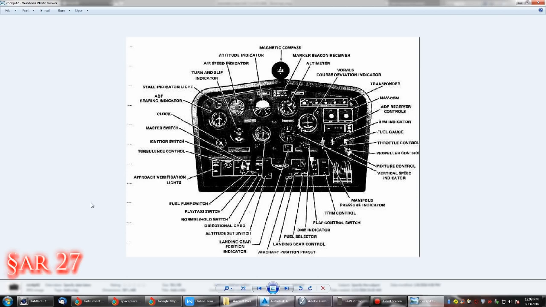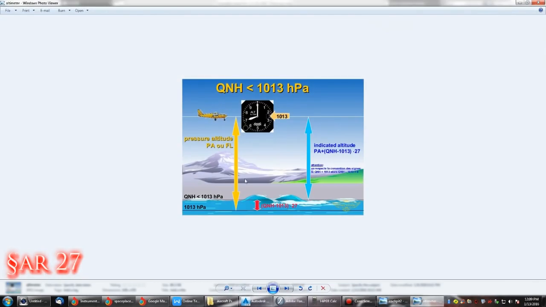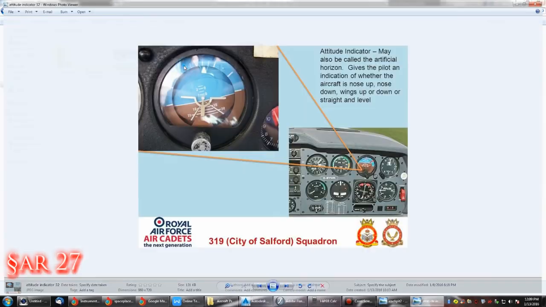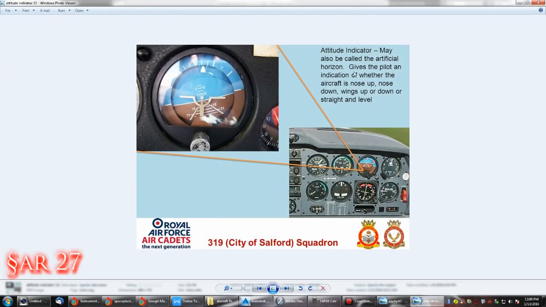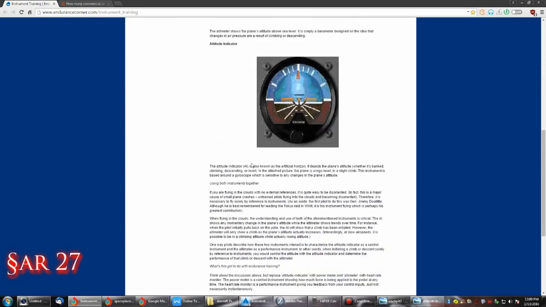I really do. Now, when I come back here and I show you how this works, the altimeter keeps the altitude of the aircraft. It shows that it's always maintaining that altitude. And then you have the attitude indicator, which is an artificial horizon. And here is another website that explains it, theendurancecorner.com, instrument training, that the attitude indicator is also known as an artificial horizon. It depicts the plane's attitude, whether it's banked, climbing, descending, or level.